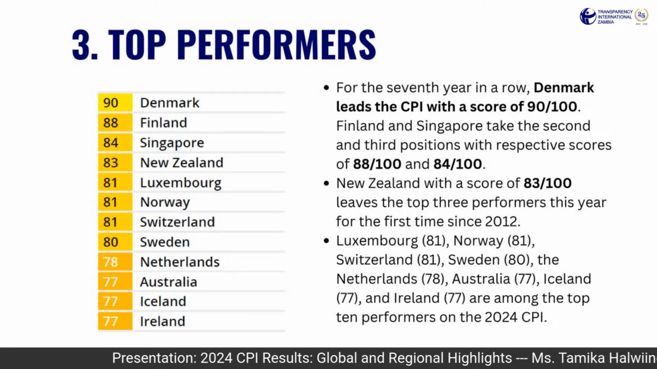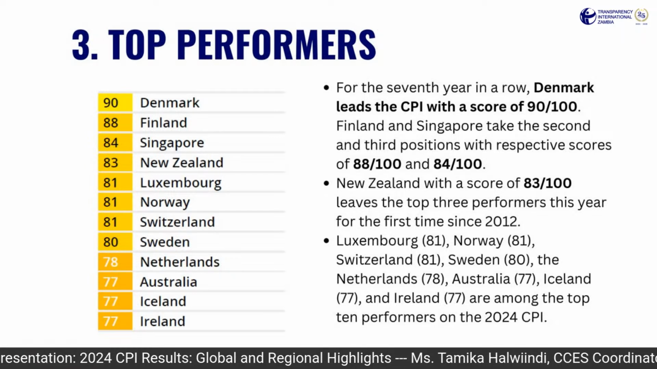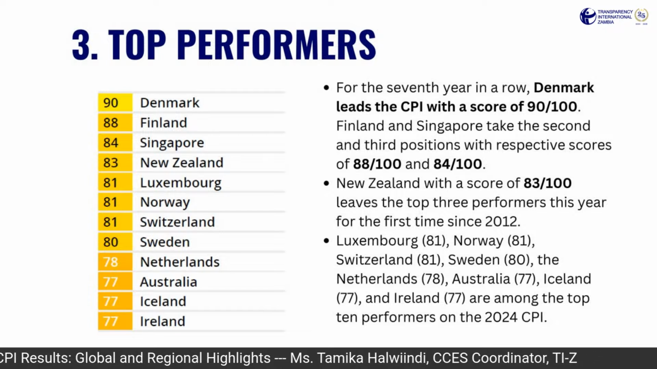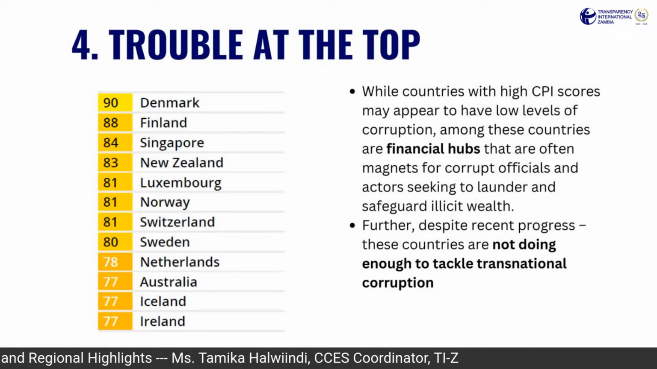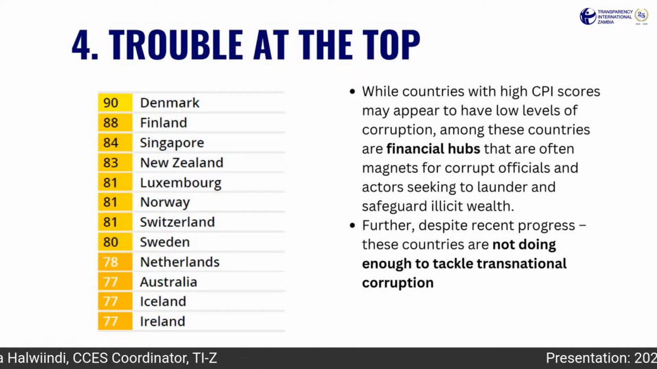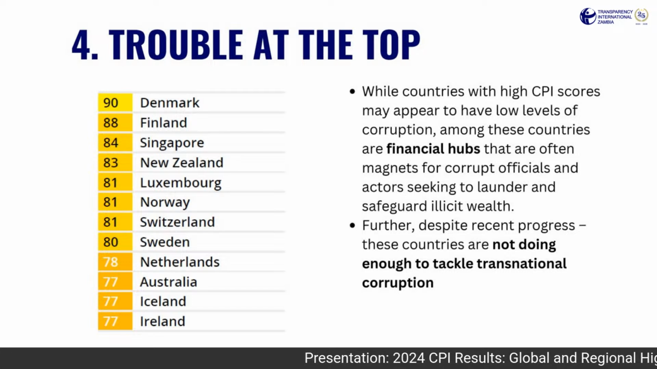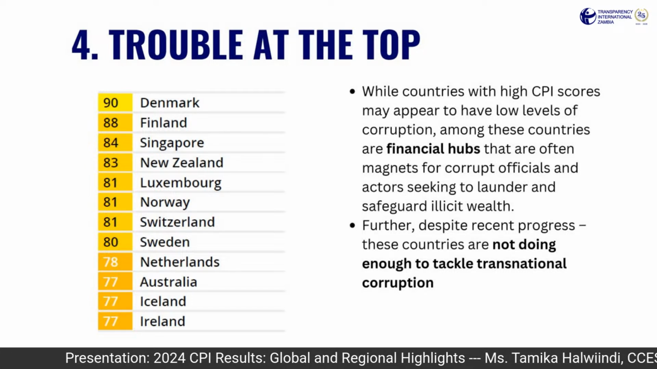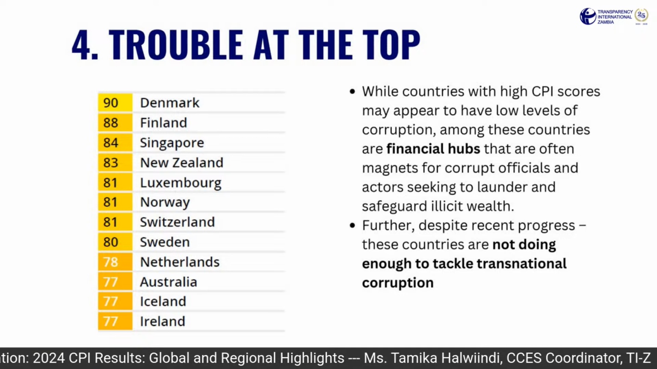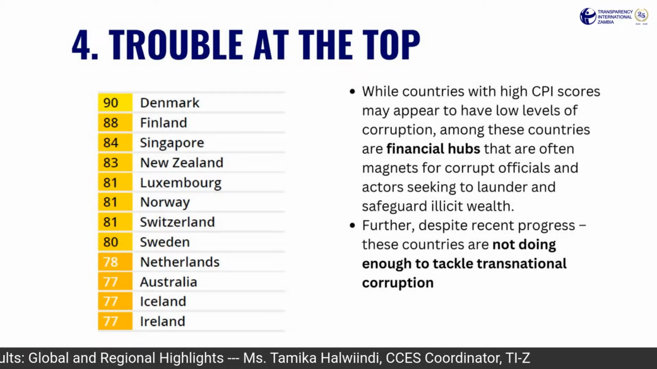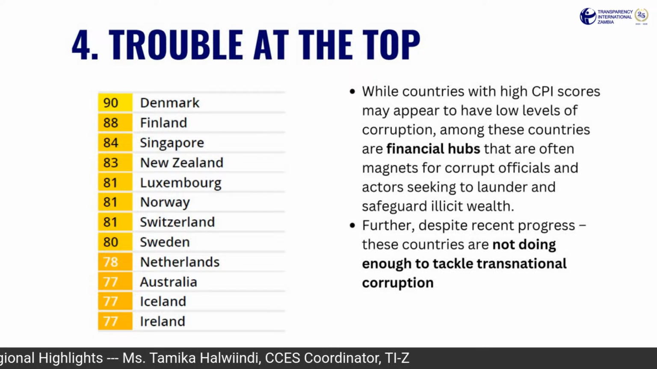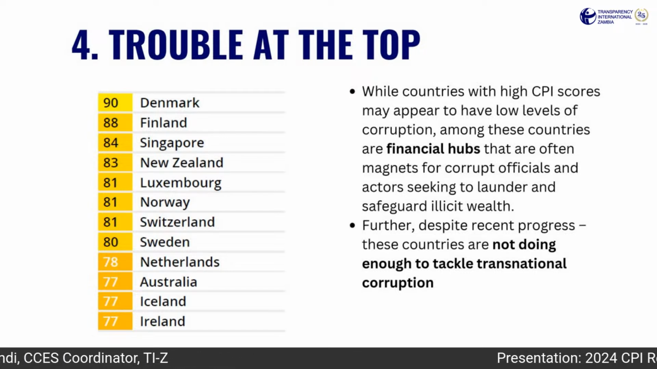However, it's still not a rosy picture for our top performers on the CPI, because our analysis shows that in most of these countries, we still have issues dealing with corruption from the private sector, but particularly issues to do with illicit financial flows. If you look at some of those countries, you will see that they are well-known financial hubs for how corrupt actors can hide illicitly obtained wealth. So not everything is rosy at the top of the CPI.